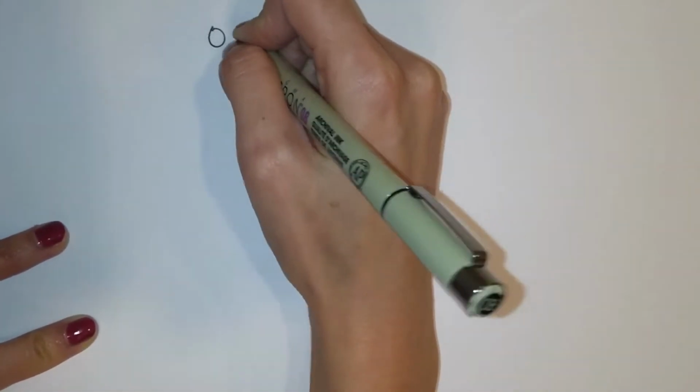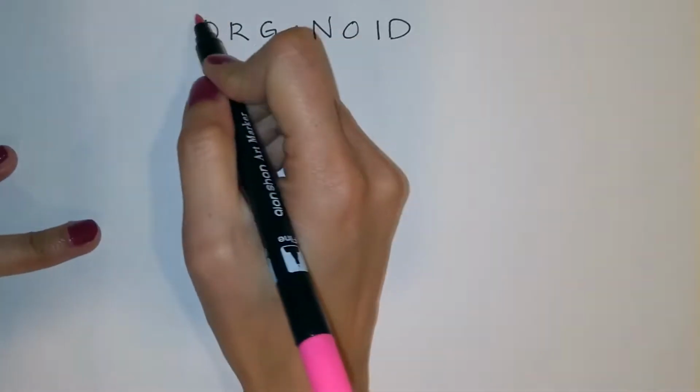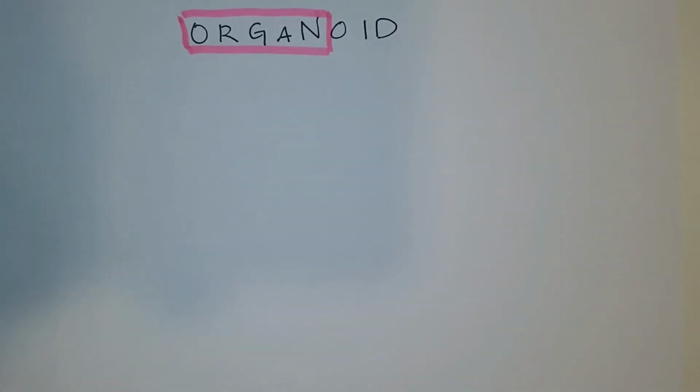In this video, we are going to explain the basic definition of organoids. What is an organoid? As you may expect, the word organoid comes from the word organ.